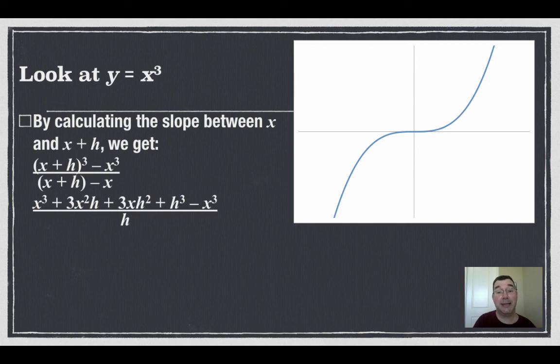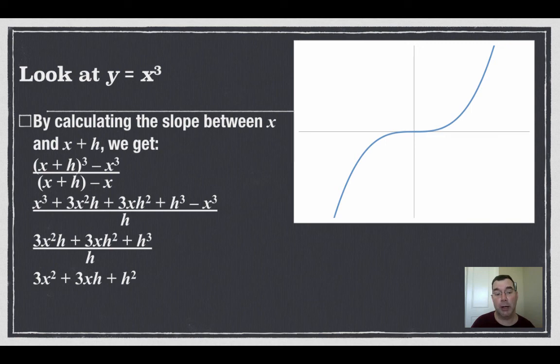The x cubed at the beginning of the top and the minus x cubed at the end of the top will subtract out, and all I will be left with is the three terms in the middle, the 3x squared h plus the 3xh squared plus the h cubed. All of that is over h, and once again, every single term has at least an h in it, so I can divide top and bottom by h. And I'm left with 3x squared plus 3xh plus h squared all over 1. And I can ignore the over 1 part.